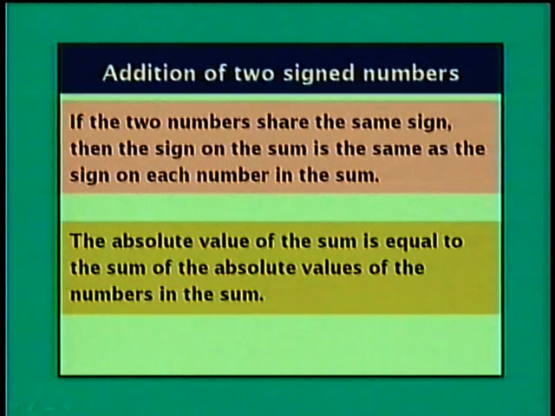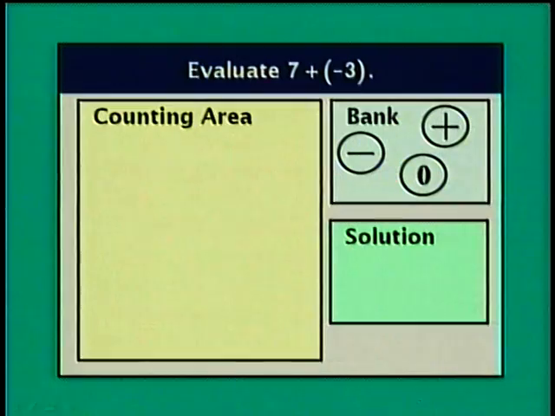Now, as I just mentioned, this phrase absolute value is kind of a mouthful. Sometimes people like to use the word magnitude rather than the phrase absolute value. And if you prefer that, that's great. Just remember that the magnitude of the sum is equal to the sum of the magnitudes of the numbers in the sum. Now let's see what happens when we start mixing up the signs in the sum.